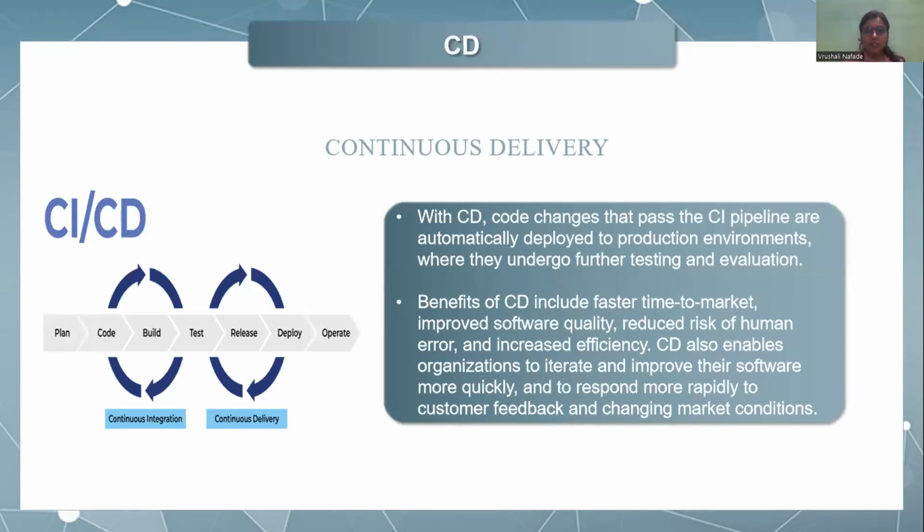So, what is continuous delivery? With continuous delivery, code changes that pass the CI pipeline are automatically deployed to the production environment where they undergo testing and evaluation. Some of the benefits of using CD involve fast time to market, improved software quality, reduced risk of human error, and increased efficiency.